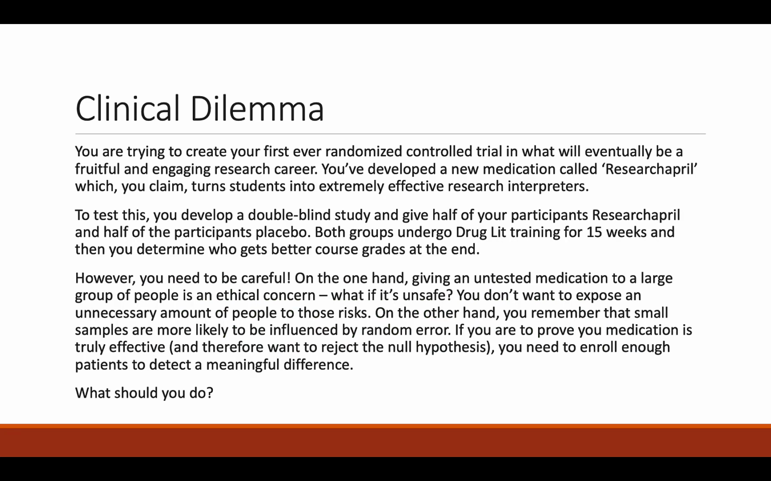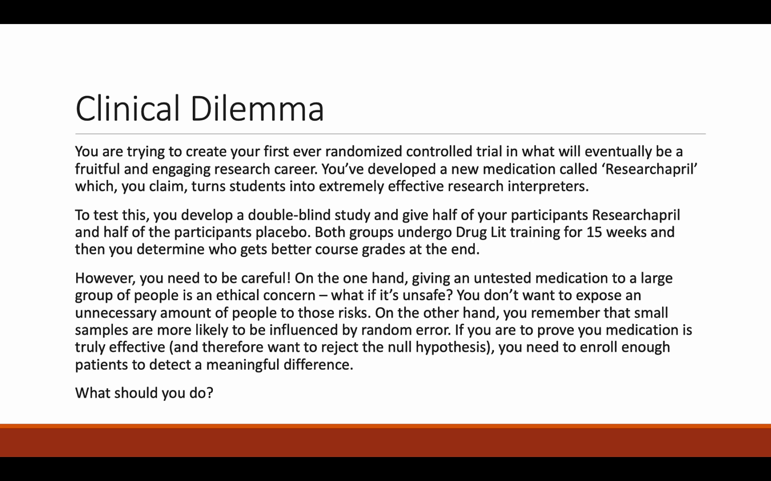Your clinical dilemma for this video is this. You are trying to create your first ever randomized controlled trial in what will eventually be a fruitful and engaging research career. You've developed a new medication called Research-A-Pro, which you claim turns students into extremely effective research interpreters. To test this, you develop a double-blind RCT and give half of your participants Research-A-Pro and half of the participants placebo. Both groups undergo drug literature training for 15 weeks, and then you determine which group has better course grades at the end of your study.